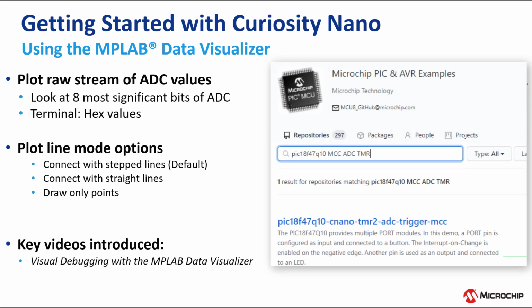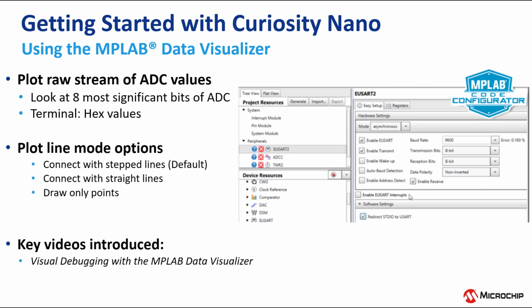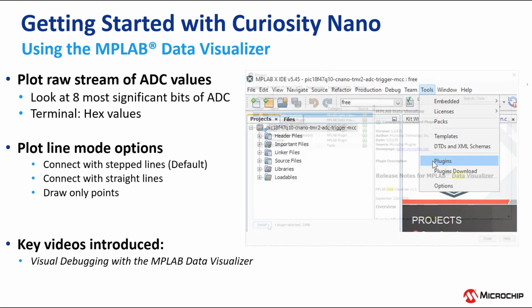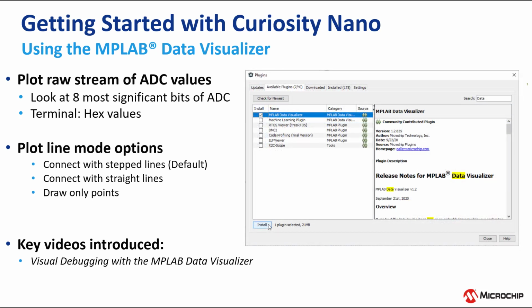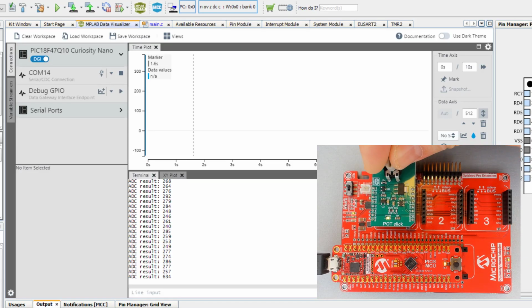We continue where we left off in video 2 of the series, where we modified a Picanavio GitHub example using MCC. Just like with MCC, you'll find the Data Visualizer under Tools Plugins. So currently our project sends a printf string with an updated ADC value once a second.